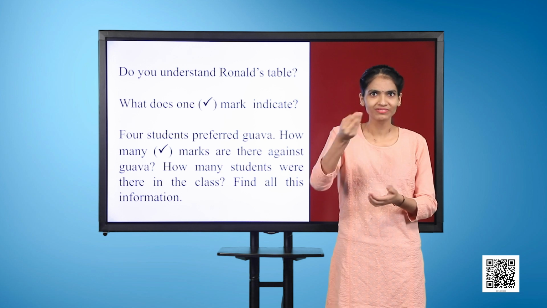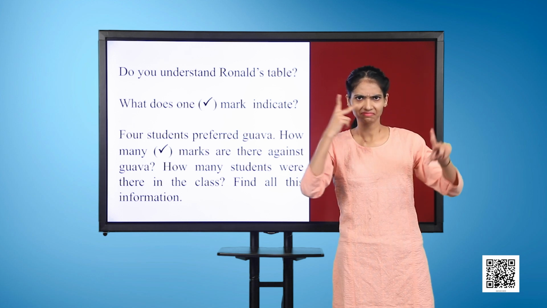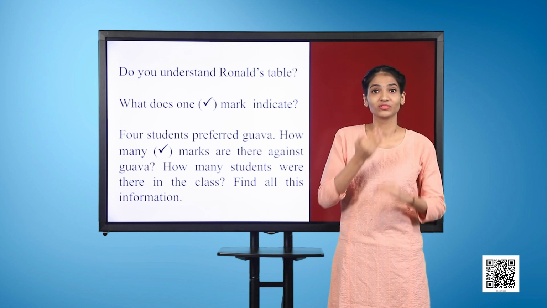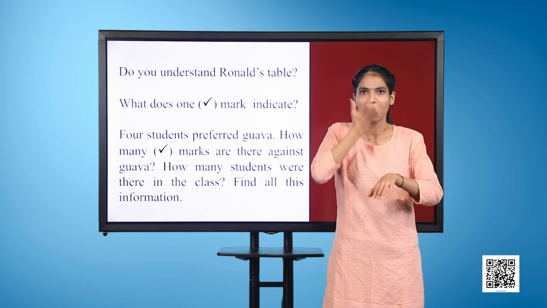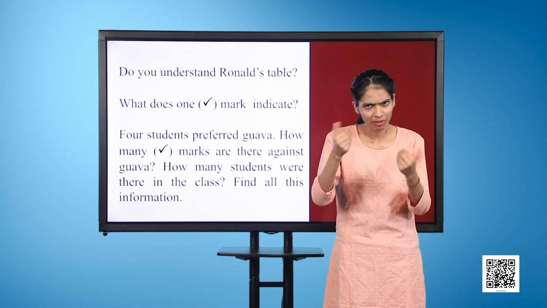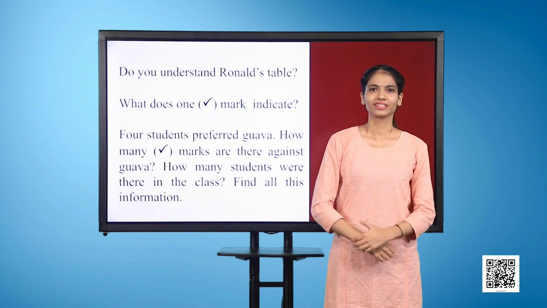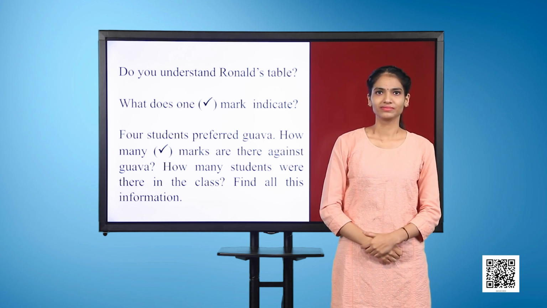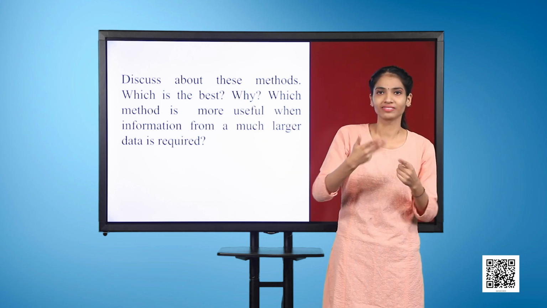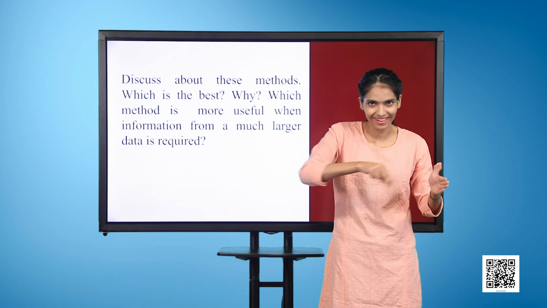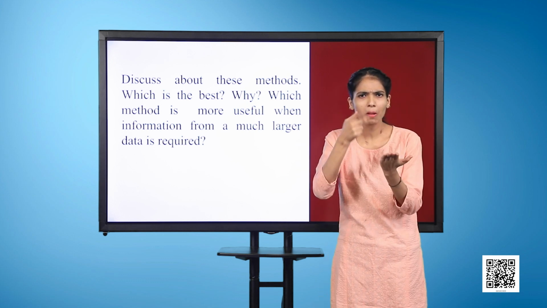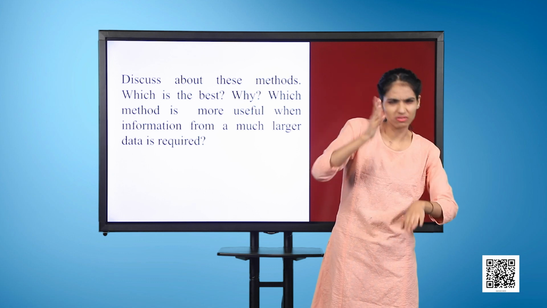Do you understand Ronald's table? What does one tick mark indicate? 4 students preferred guava. How many tick marks are there against guava? How many students were there in the class? Find all this information. Discuss about these methods. Which is the best? Why? Which method is more useful when information from a much larger data is required?